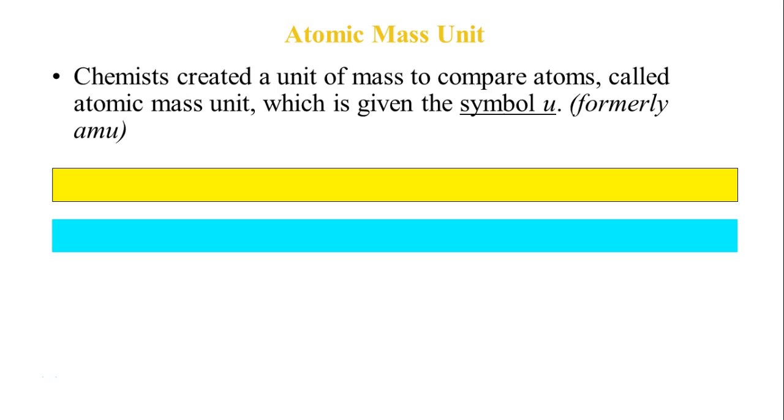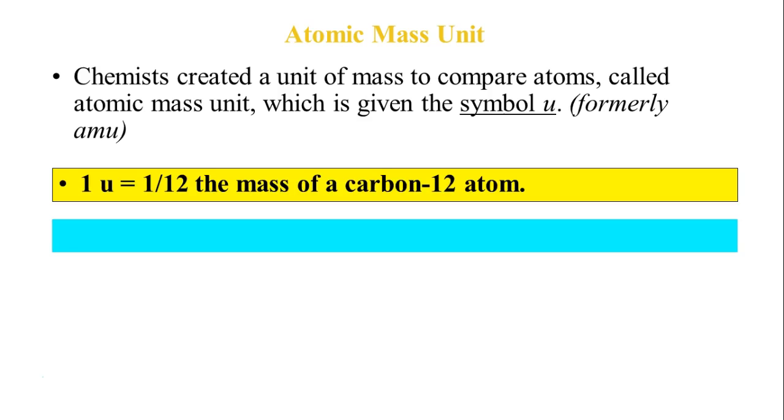So chemists created a unit of mass to compare atoms called the atomic mass unit, which is given the symbol U. It used to be called AMU, so it stands for atomic mass unit. We'll just be using U. So 1 U is the equivalent of 1/12 the mass of a carbon-12 atom. So think about that. An atom itself is already extremely tiny, right? 1/12 of that is going to be even tinier.